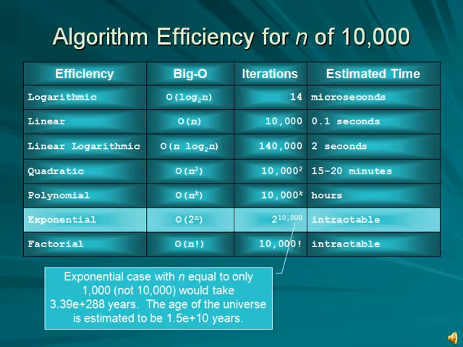Just how dramatic is the efficiency problem when you get up to an exponential algorithm? Well, take a look. When we have an n of 10,000, that's 2 to the n. The term intractable means that no matter how fast your computer is, it's not going to finish. So, take the exponential case with n equal to only 1,000, not 10,000, just 1,000. Given this very fast computer, it would take 3.39 times 10 to the power 288 years. The age of the universe is estimated to be only 1.5 times 10 to the power 10 years.